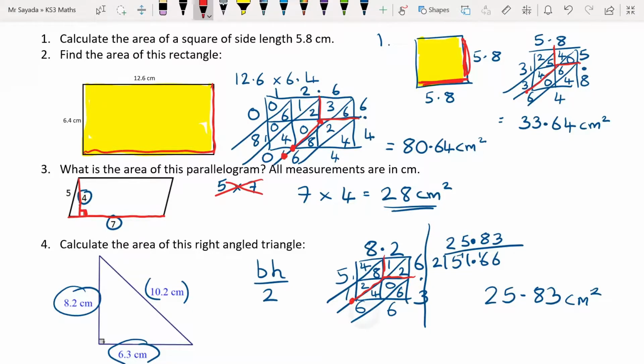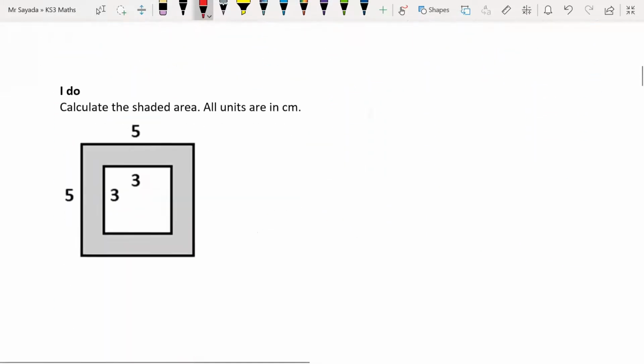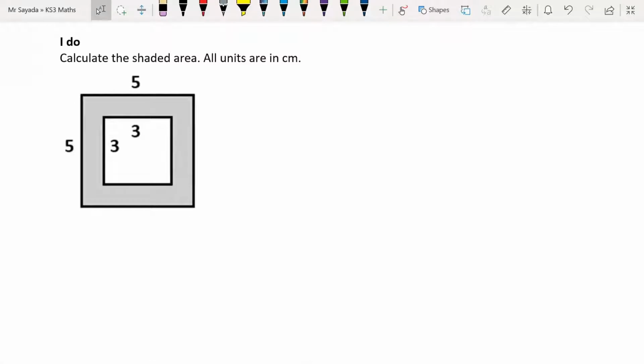So let's move on to some shaded area problems. So here's the first example. Pause the video to read the question. Press play once you've read it. You should have now read this question. So firstly, let's just highlight this word here. Calculate the shaded area. So the shaded area is this area which is grey. So it's this area which has been shaded in like a pencil. So I'm just shading it in yellow now, just to make it really clear. But this here is the shaded area.